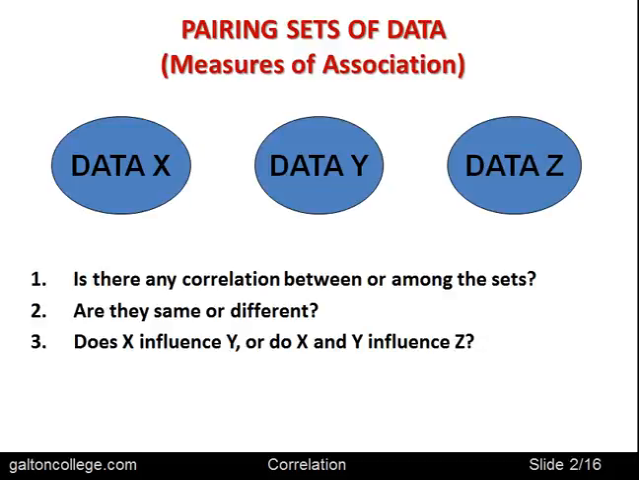Let's take three sets of numbers, x, y, z. Now, is there a relationship between the sets? That's the most basic thing we can ask. And are the sets the same or are they different? And does x influence y, or do x and y influence z? I mean, exactly what is the relationship between these three sets of data?